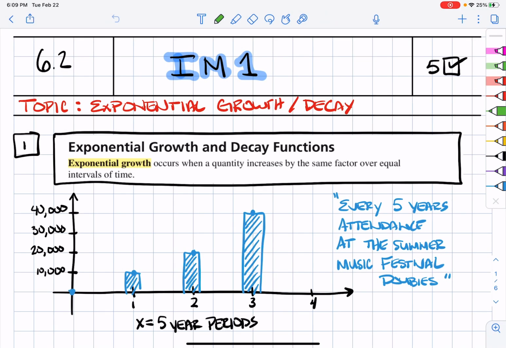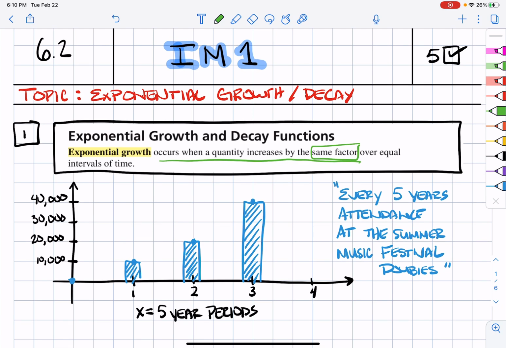All right, so for 6.2 exponential growth and decay functions, we've got 6 boxes to talk about, and let's just dive right into it. So the first thing is understanding what exponential growth or decay functions look like. Exponential growth occurs when we have a quantity that is increasing by the same factor over equal intervals of time. So what does that look like?